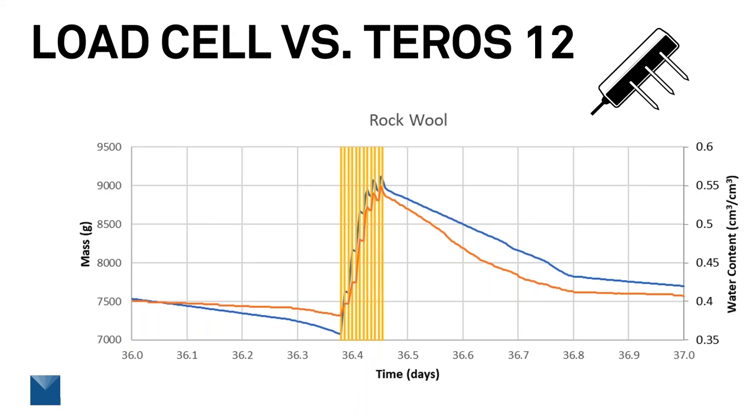A load cell is much more expensive. It'd be pretty difficult to use a load cell in a commercial controlled environment situation. And in addition, the TEROS 12 gives us information on the nutrients and the osmotic stress that the load cell wouldn't be able to do.